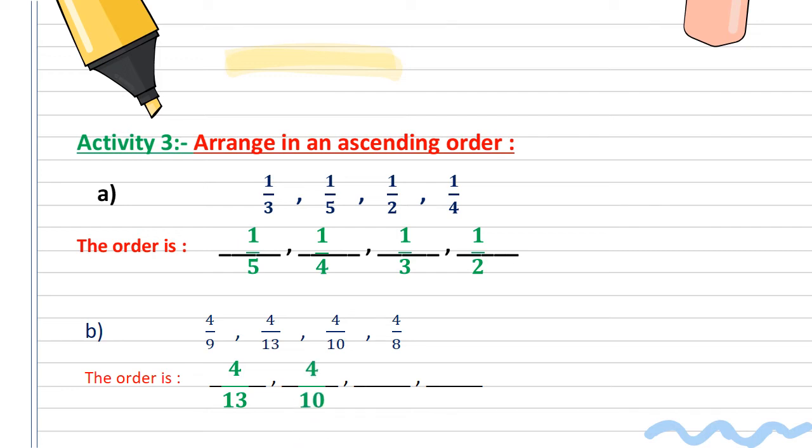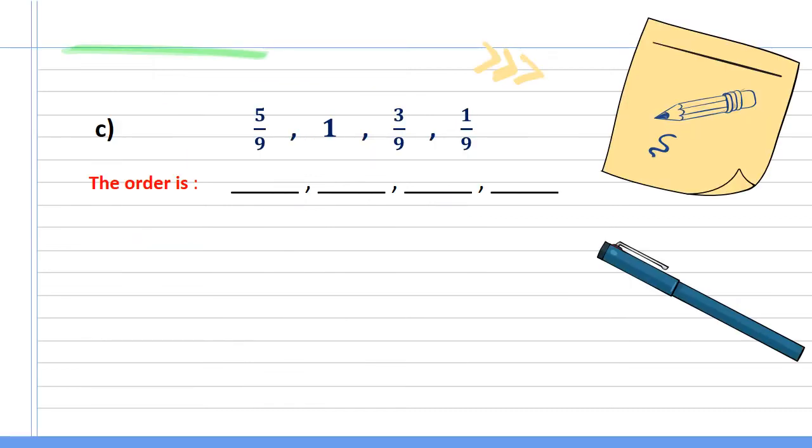4 over 10. Then 4 over 9, and the biggest one will be 4 over 8. Do you get it, Primary 3? Excellent.